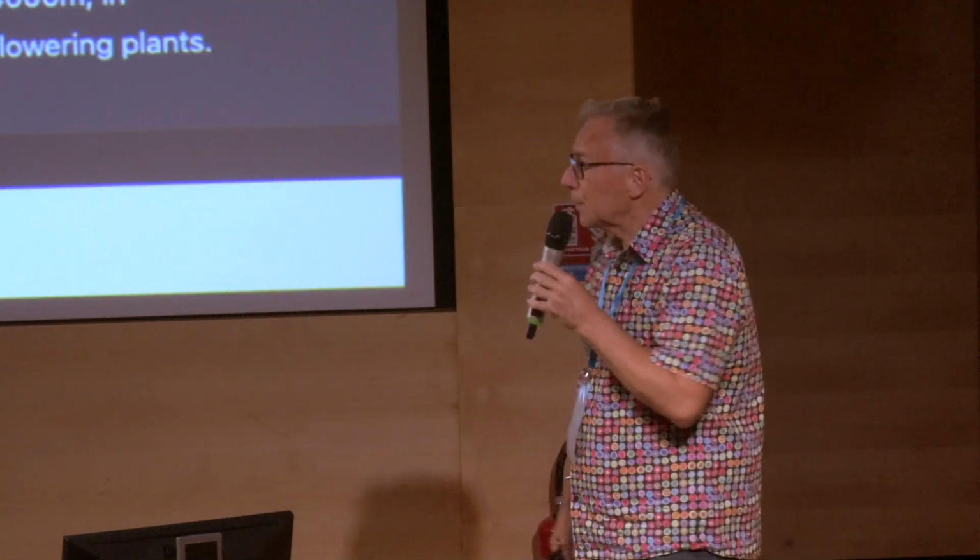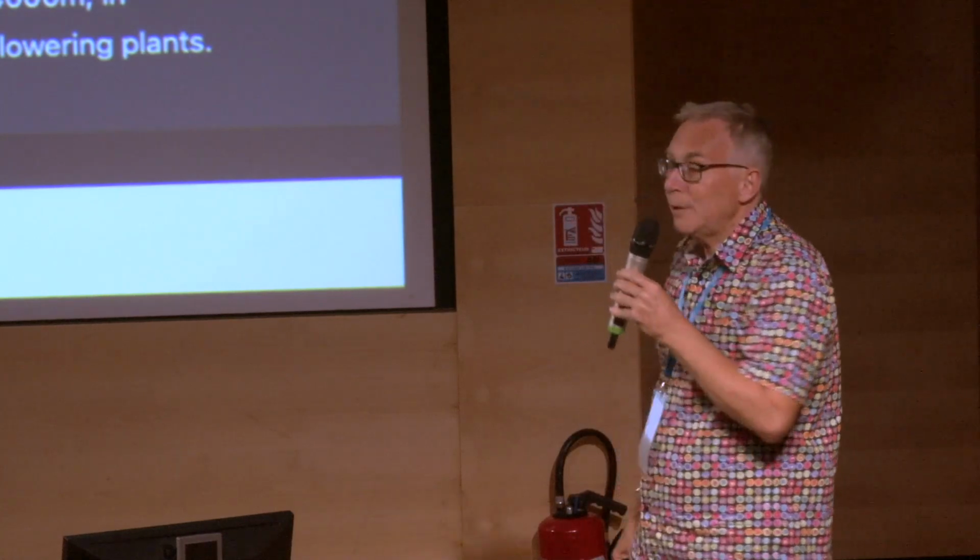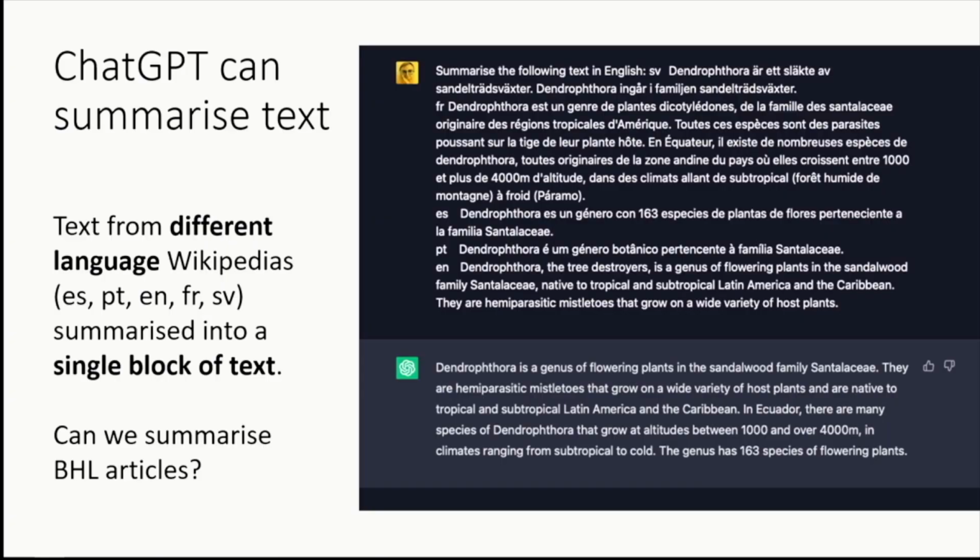And the final example I want to show you is, I'm really interested in trying to summarize information about species. A few years ago, I wrote a little website called iSpecies. It would take snippets of text from different Wikipedias, in different languages, and I'd just display the whole lot of them. So what you're seeing here is, I've asked a whole bunch of Wikipedias to tell me something about Dendrophthora. And I've got information back in Swedish, French, Portuguese, Spanish, and English. And I can barely read English, the rest of them I can't.